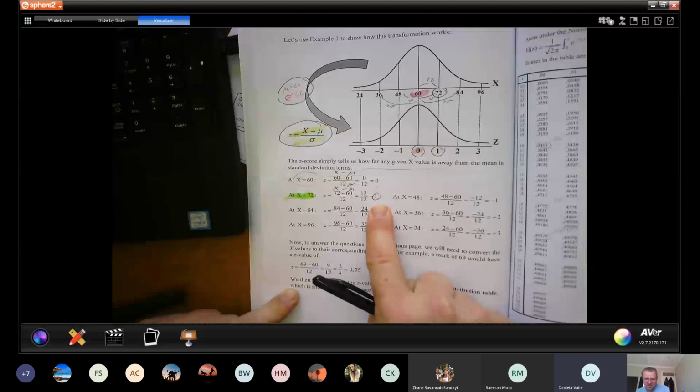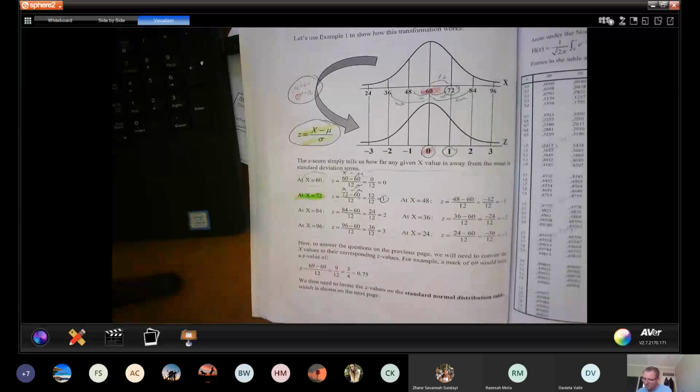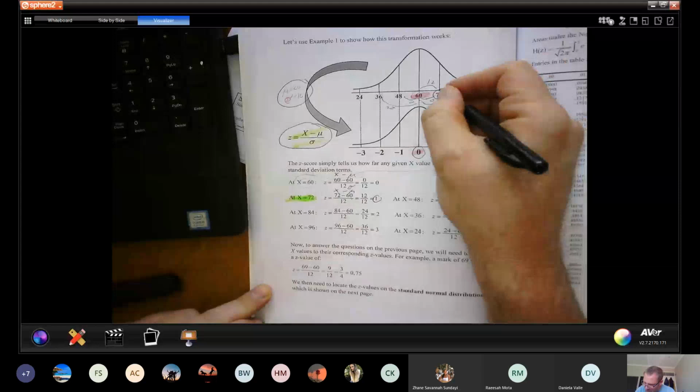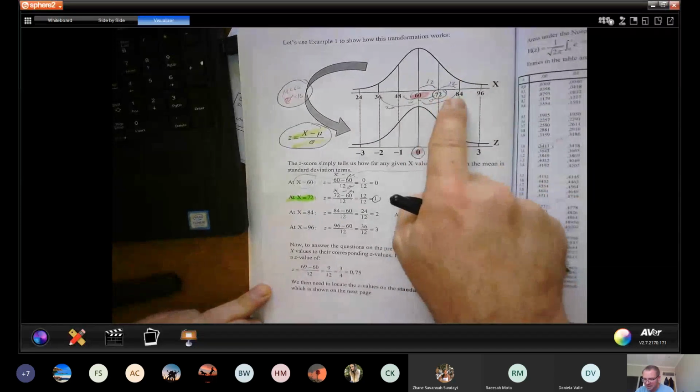Does it make some kind of sense? Yes, it does. Okay. So at x is equal to 84, because the standard deviation for this data set is 12, how many standard deviations is 84 away from the mean?